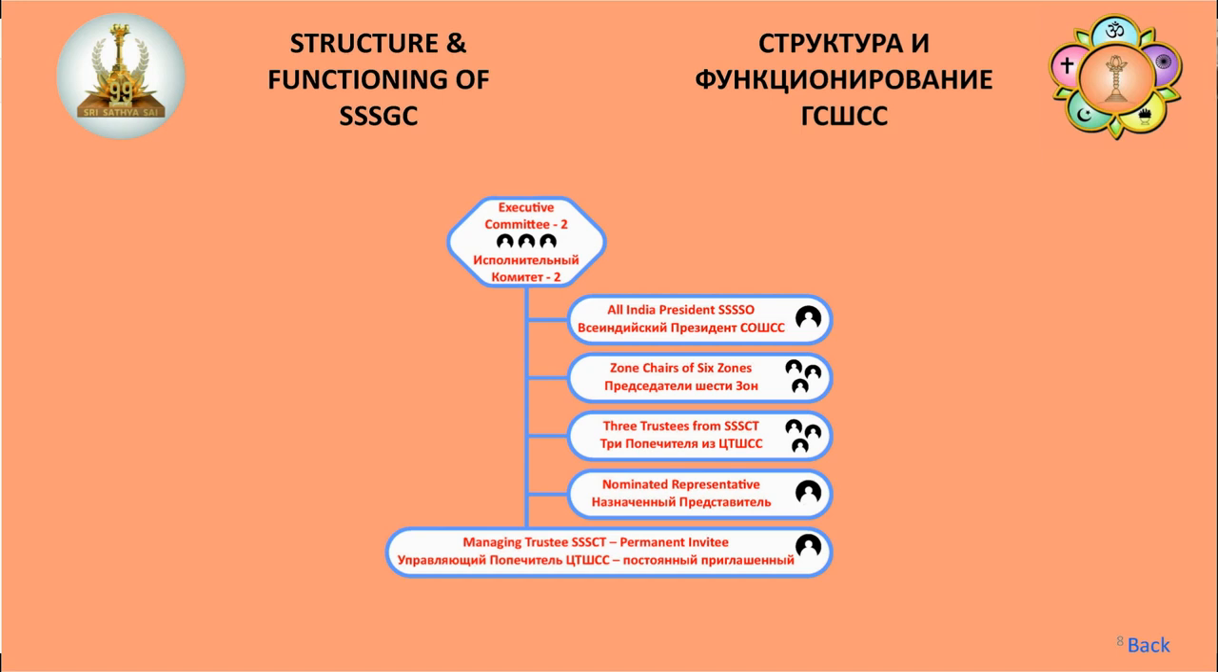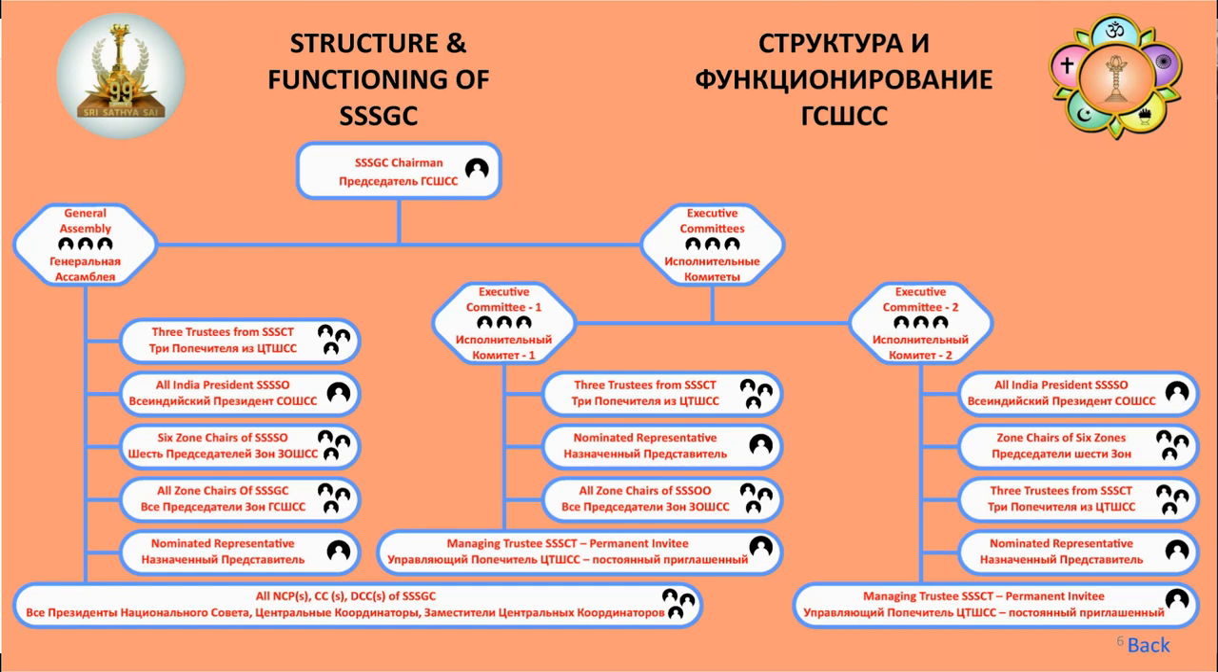And basically in the previous slides, we have covered everything together. If you go back here, in this, General Assembly is here, and then Executive Committee 1 and 2. Those are separately explained in those slides now, basically.